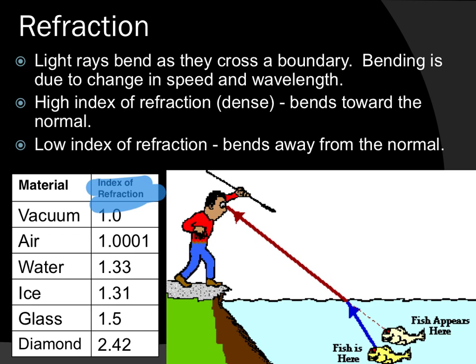Glass is more so. Diamond, I just had a recording error. In case you couldn't hear my last sentence, diamond is even more so, or bends light even more so, because diamond has a higher index of refraction. So a high index of refraction means that it's a denser material. It'll bend light towards the normal. A low index of refraction means that it is a less dense or more diffuse material.